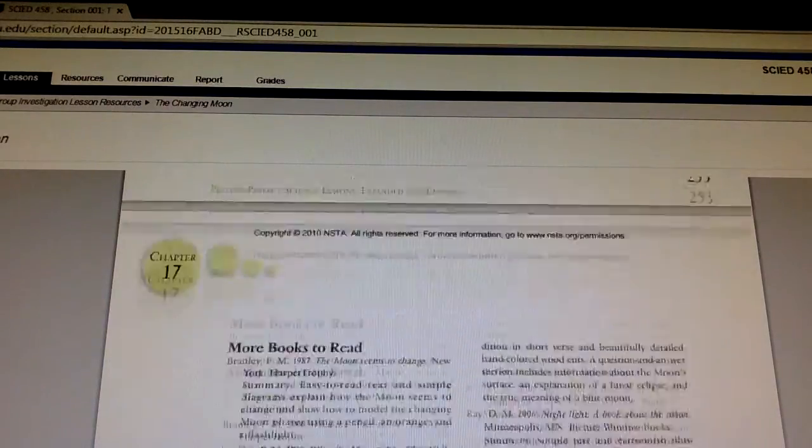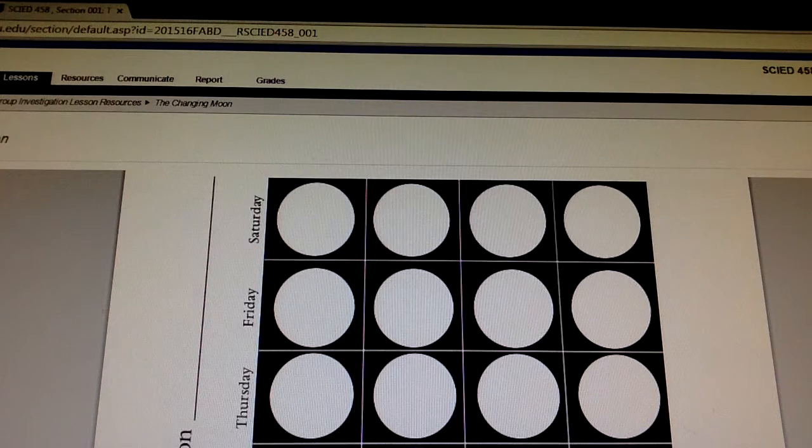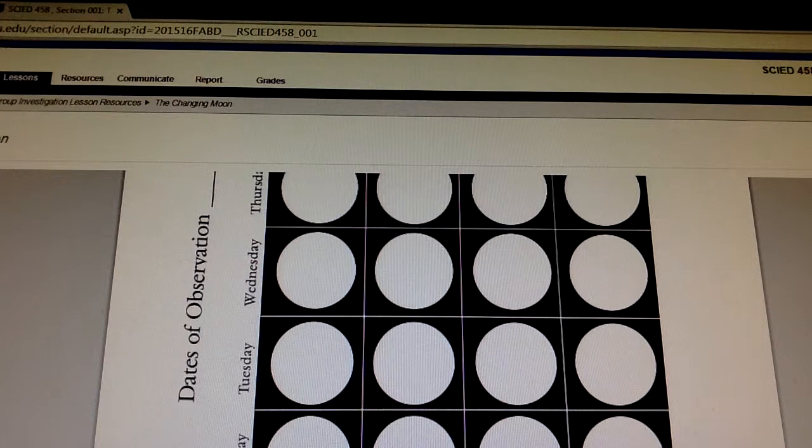And most importantly, once you get a little bit farther down, you'll see the Moon Journal, which will probably be the most useful resource for you while you're teaching your students about the moon and its different phases. So this takes you week by week, day by day, and what the students will do day by day, doing their best to observe the moon.